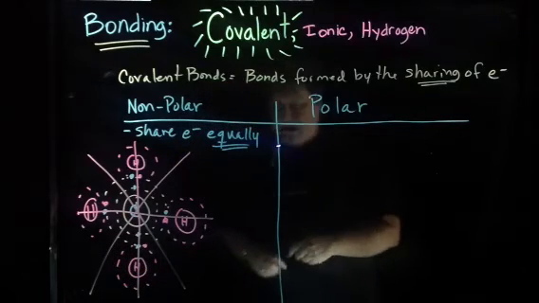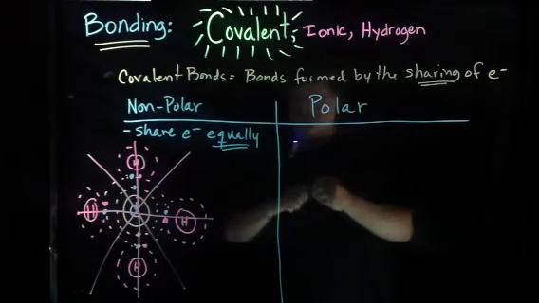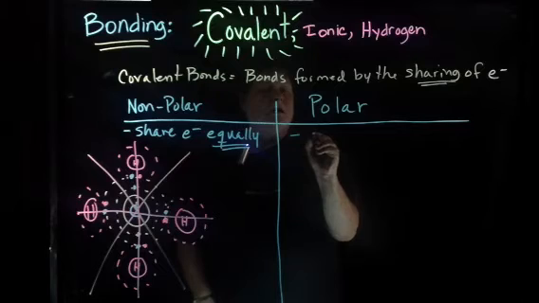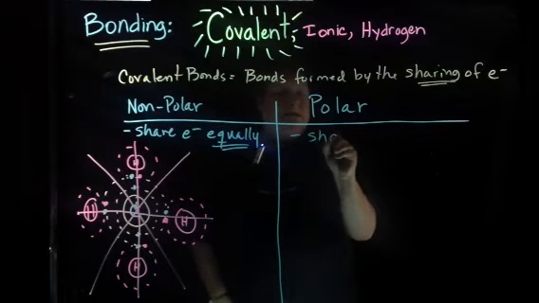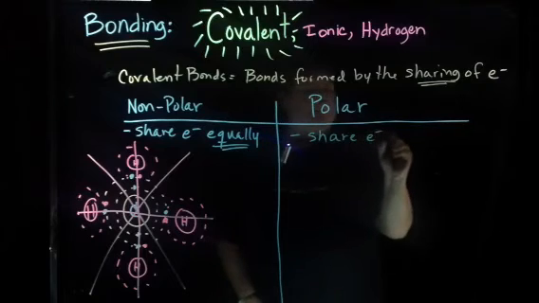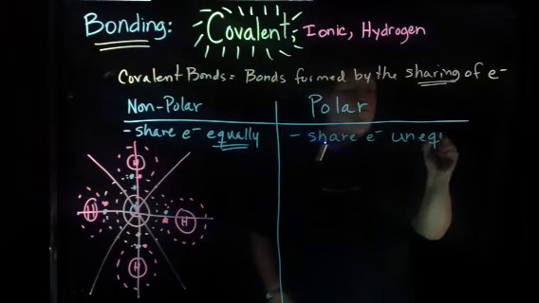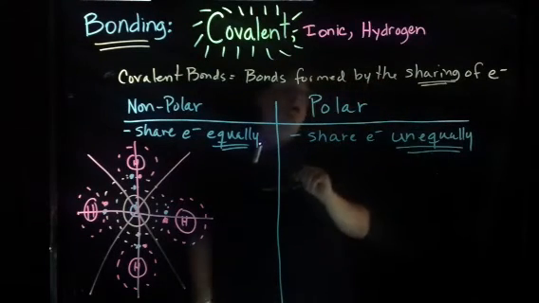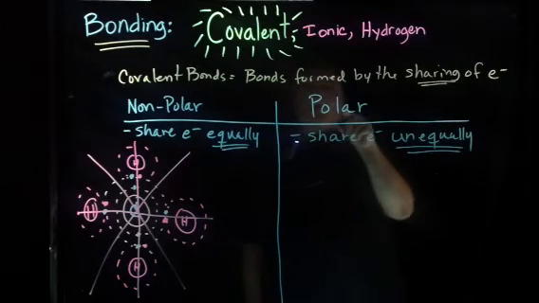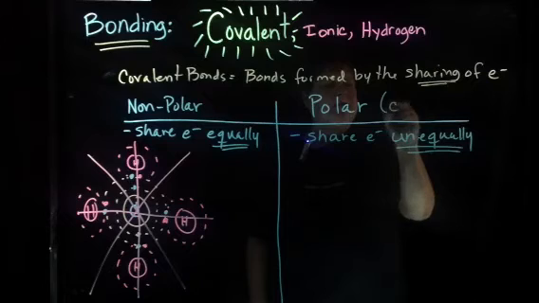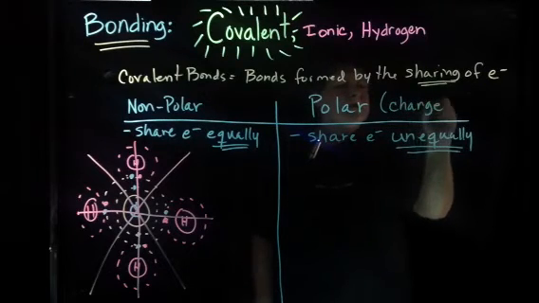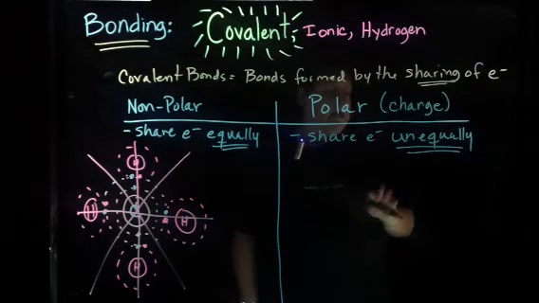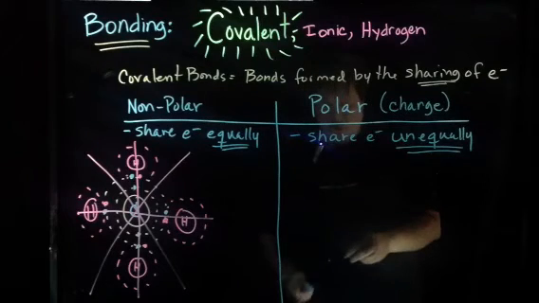Let's come over here and talk about our polar covalent bonds. Polar covalent bonds are formed when electrons are shared but they are shared unequally. Okay, it's important that you remember that they are shared unequally. When we talk about something being polar, we mean that they have a charge. So what's going to happen is when we have an element that shares its electron unequally, it's going to end up having what we call a partial charge.